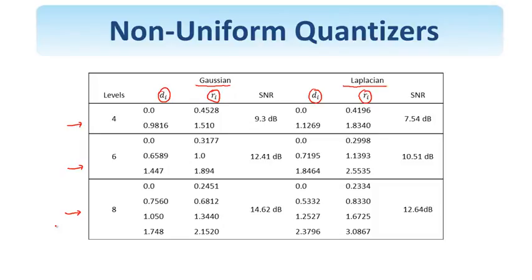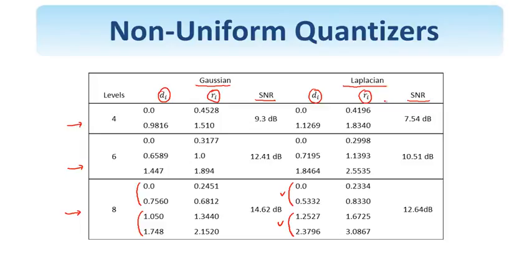The distributions that have heavier tails, that is the Laplacian, have larger outer step sizes. If you compare this step size to this one, this one is larger, while these same quantizers have smaller inner step sizes. So this one is smaller than this because they're more heavily peaked. The SNR values are also shown.